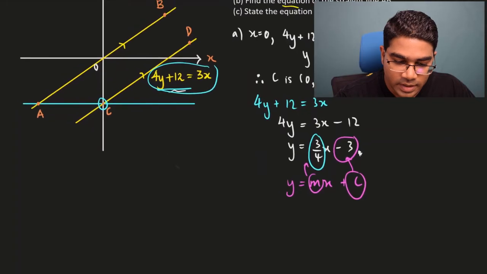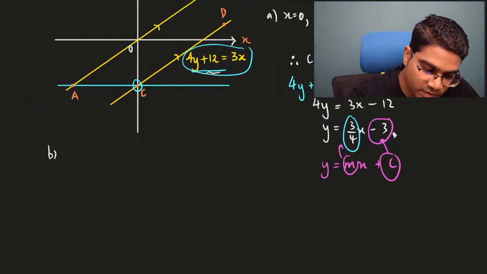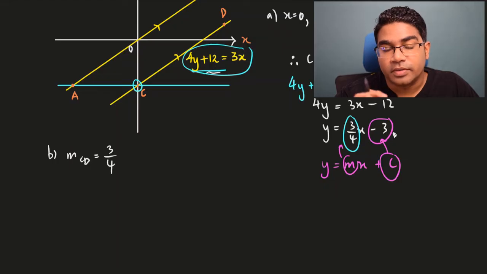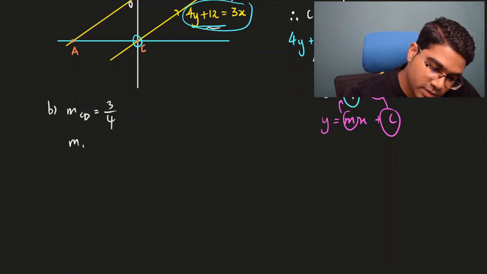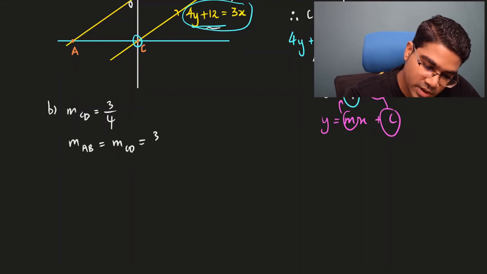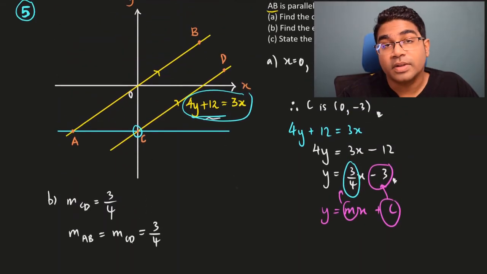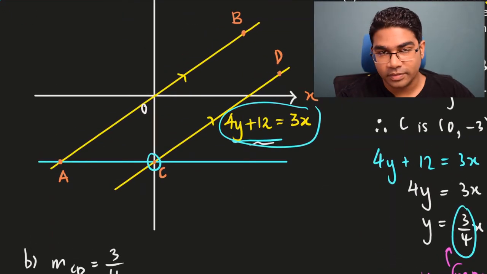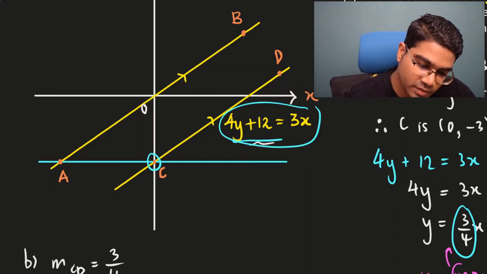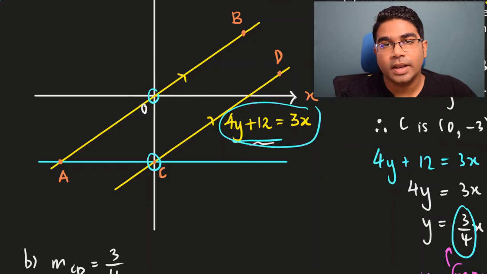Now when we want to use the gradient here, let's write that down. For B we have m of CD equals 3 over 4. Now we are not interested in the gradient of CD. What we actually want is the gradient of AB, which is the same as CD. So gradient of AB equals the gradient of CD, which is 3 over 4. Now that we have the gradient, we need to find one point in the graph. So we have one point in the graph, and that is the origin. If you notice, this line passes through the origin. So when a line passes through the origin, the y-intercept is 0.